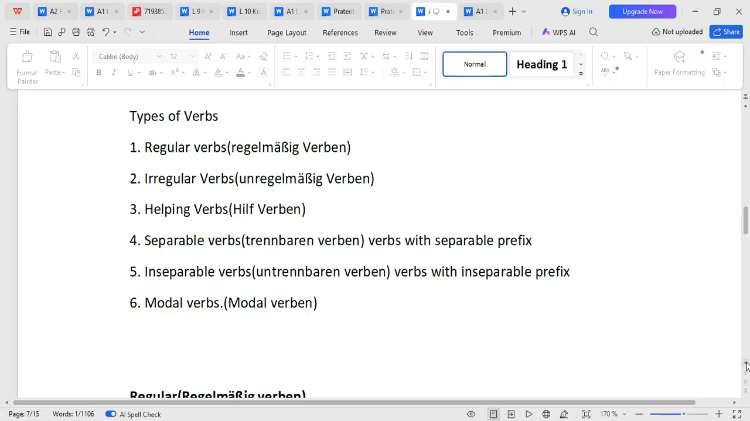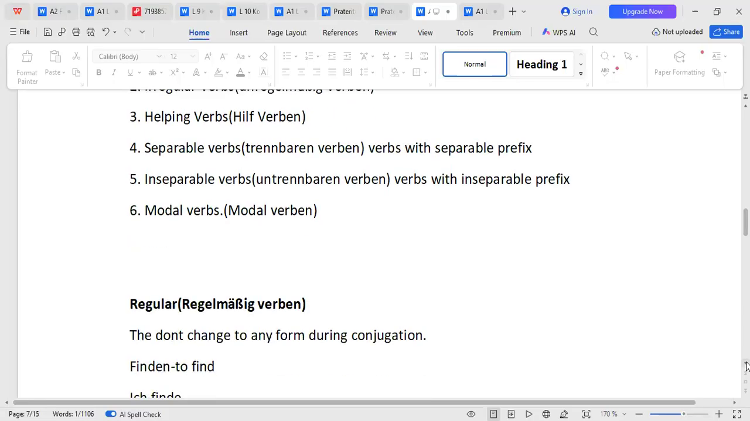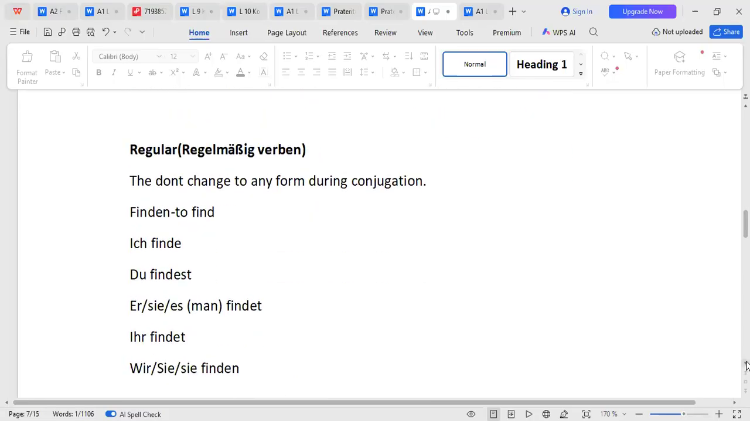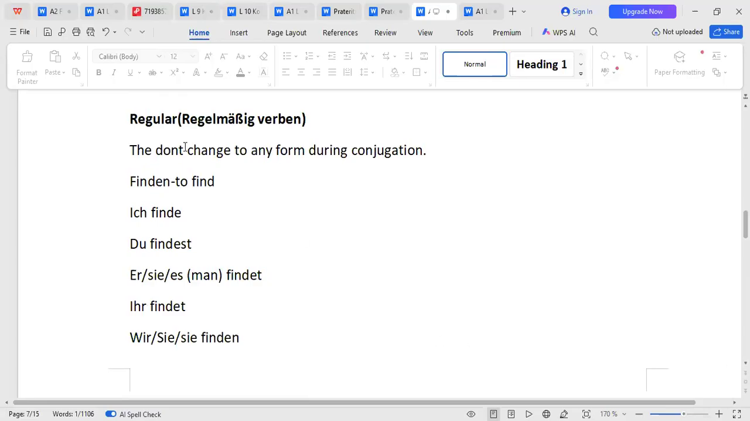So we also have types of verbs, which we check very slowly. We have regular verbs. Regular verbs are very simple. These are verbs that do not change form during conjugation. So if you have finden: ich finde, du findest, er, sie, es, man findet, ihr findet, wir, sie finden. I know somebody is asking, why do I have e at the end? Remember the second rule of conjugation. If you're conjugating with du, after removing the en, like this one here, I've removed the en here, but the verb ends with te or de.